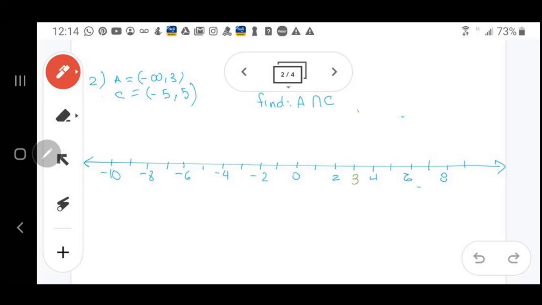So let me begin drawing the graph of A, and A goes from -infinity up to 3. So let me locate 3. 3 is about here.